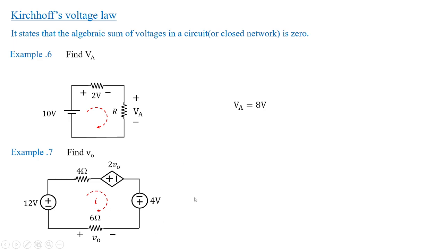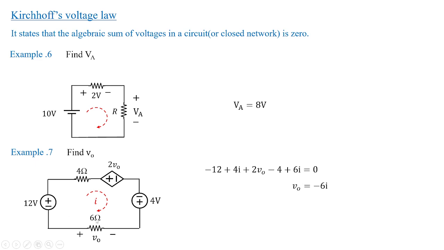from the sign conventions, I'm starting with minus 12 plus 4 into I, that is the drop across 4 ohms, plus 2V0, that is we are taking as it is the value of the voltage dependent voltage source, that is 2V0, minus 4 is the value of voltage exactly given here. So minus 4 plus 6i equal to 0. This becomes one equation.